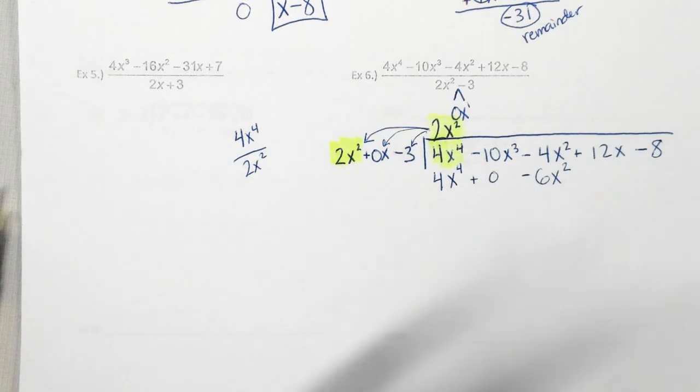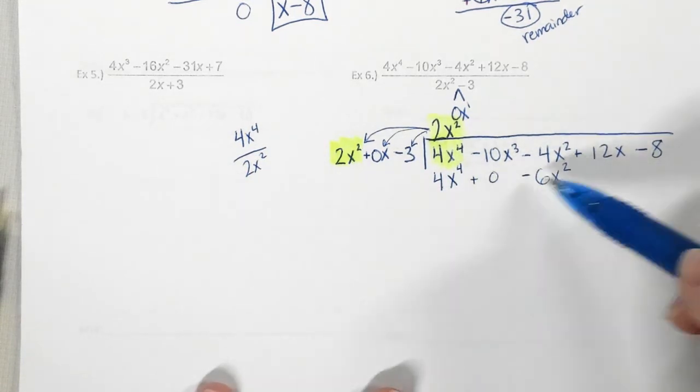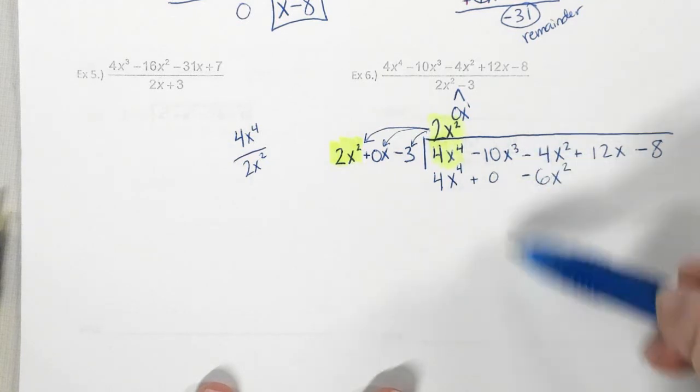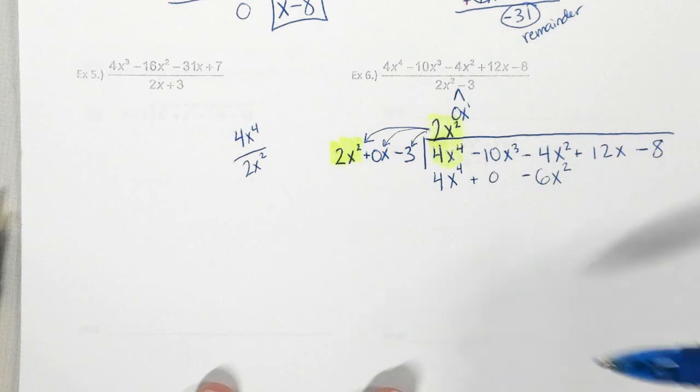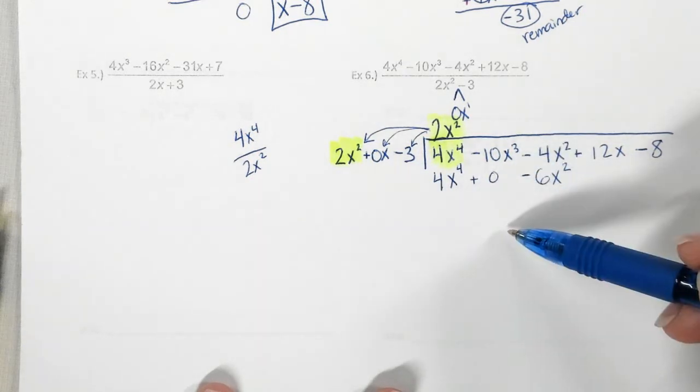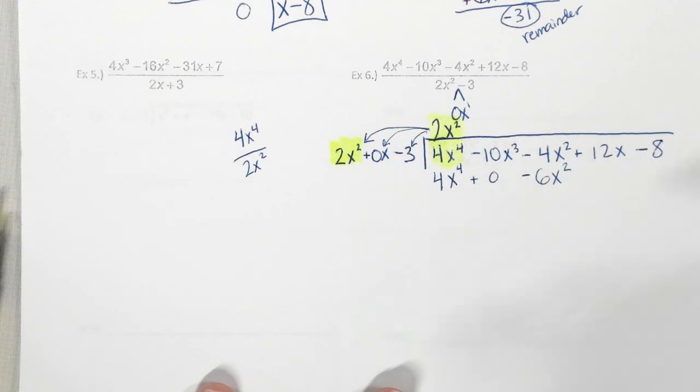So this is what would have happened if we didn't have that 0 there. You would have had your x squared lined up with your x cubed, and then you would not have been able to combine like terms because they're not alike. So that's why we call it a placeholder. It just holds that place open so you don't get confused and everything still lines up.